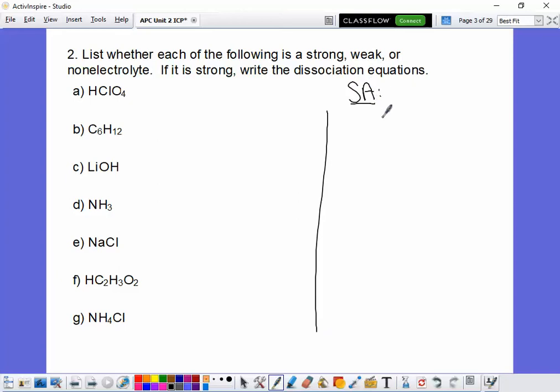let's talk about binary first. What does binary mean? Two things, right? What's one of those things? Hydrogen. And the other thing would be a non-metal. So for our binaries, there are only 3 binary strong acids: HI, HBr, and HCl. Any other binary acid is not strong. So like HF, that's a weak acid.